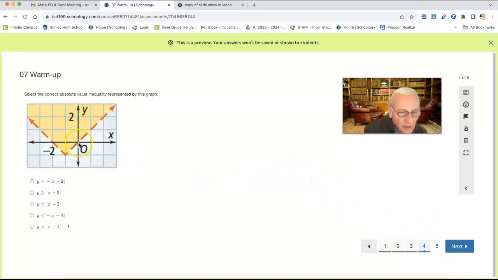Number 4. All right. First, the vertex, it moves back 1. So you're at negative 1. So inside the absolute value symbol, it should say x plus 1, like that one does. And then down 1. Outside, it should say minus 1. Remember, the opposite of what's inside, exactly what's outside, negative 1. Okay, just double check, though. Is it shaded above? Yep. Is it a dotted line? Yep. Everything's good.